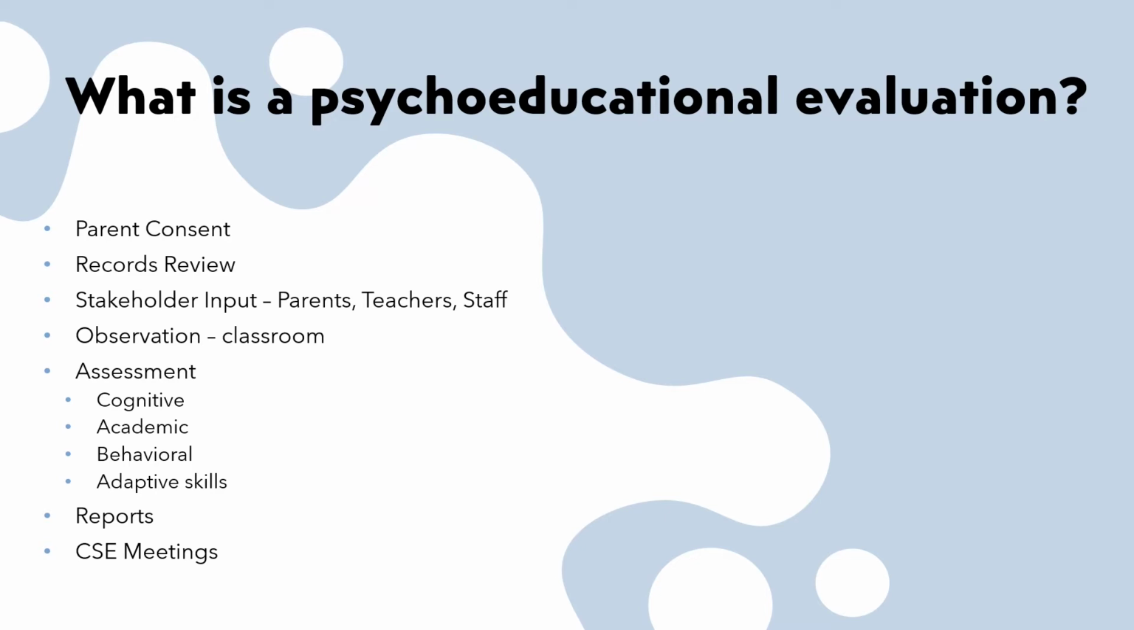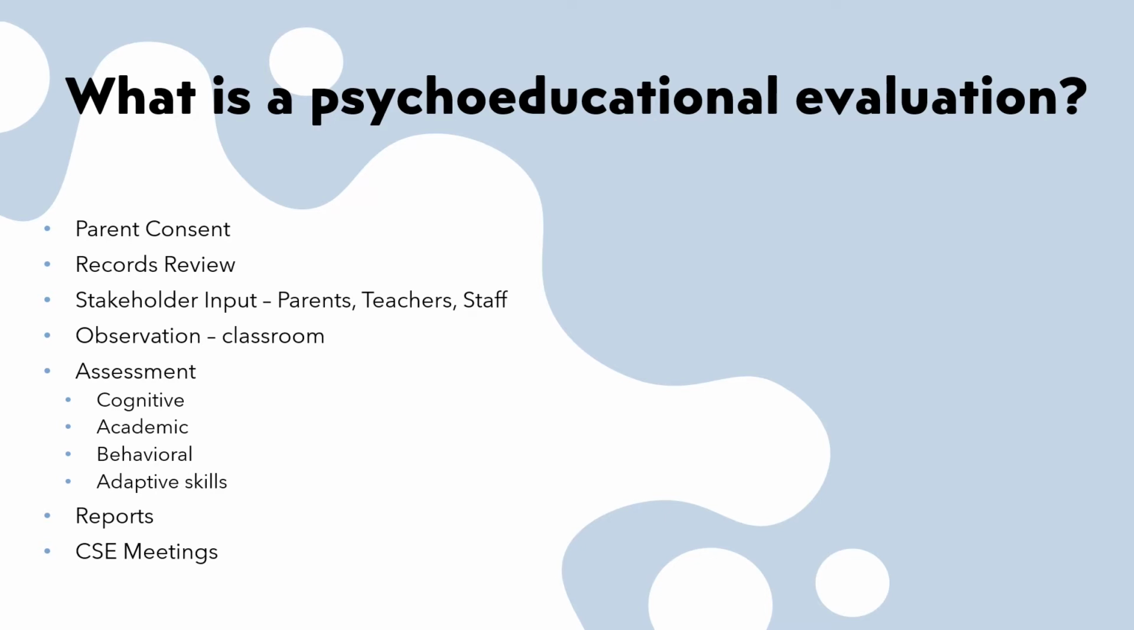The next piece is an observation. So I'll go into the classroom and I'll observe the student in an educational setting. Sort of see what they look like in the classroom compared to their other peers, see their attention, if they seem to understand what's going on with the material. That's where I really see what a student looks like in the classroom setting.